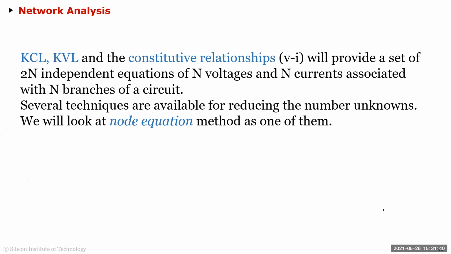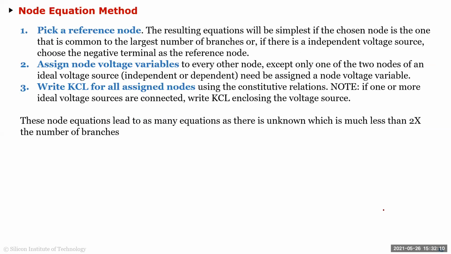So if you have a network with n, for example, nodes in it, then you can apply KCL, KVL to all those nodes, and you're going to get n voltages, n currents. And so essentially you get 2n independent equations with n branches of the circuit. So you can solve all of them, but usually you solve it using this node equation method. And I'll show you an example that'll make it more clear why we use this one.